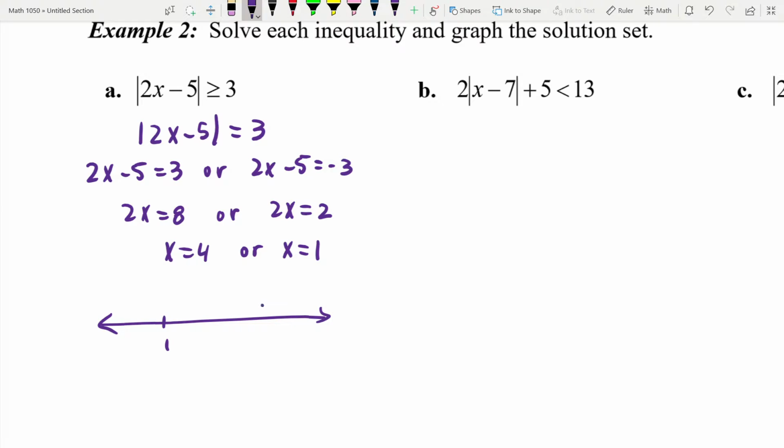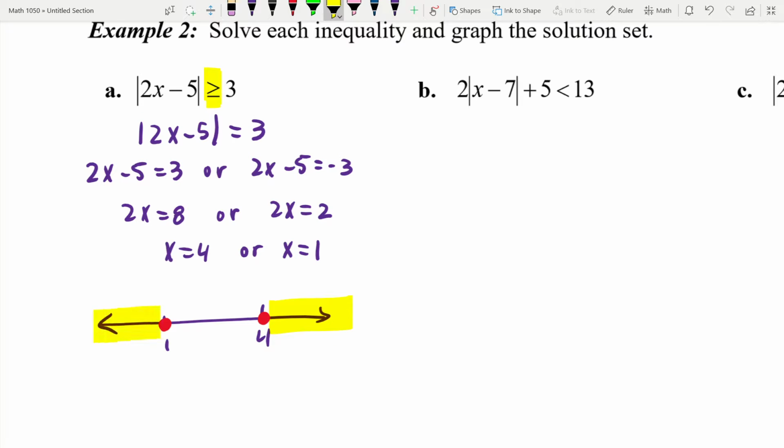1 on the left, 4 on the right. This time, I have an equal sign with my original inequality, so my circles are going to be closed. And this is a greater than. So you tell me, do I shade in or do I shade out? Greater than means far away. Out is correct.